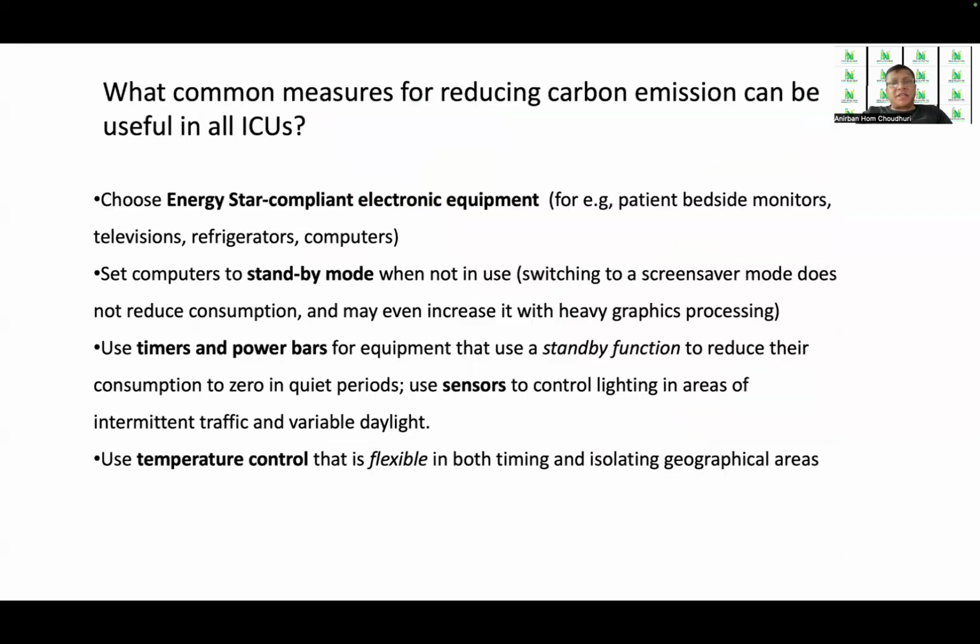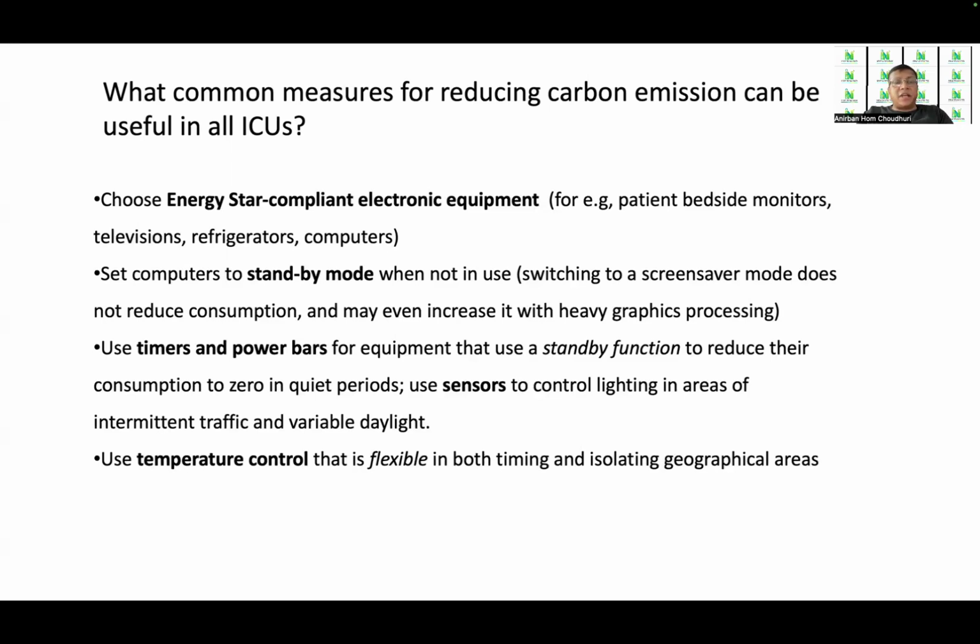So what common measures can be undertaken that are useful for all the ICUs, be they small or large, in a city or in a town, etc., for reducing carbon emission? First, we have to choose Energy Star compliant electric equipment, as we do for our homes. The same thing should be done for the ICUs, particularly with regard to the patient bedside monitors, televisions, refrigerators, computers, etc., so that the energy efficiency improves and the carbon footprint is reduced.